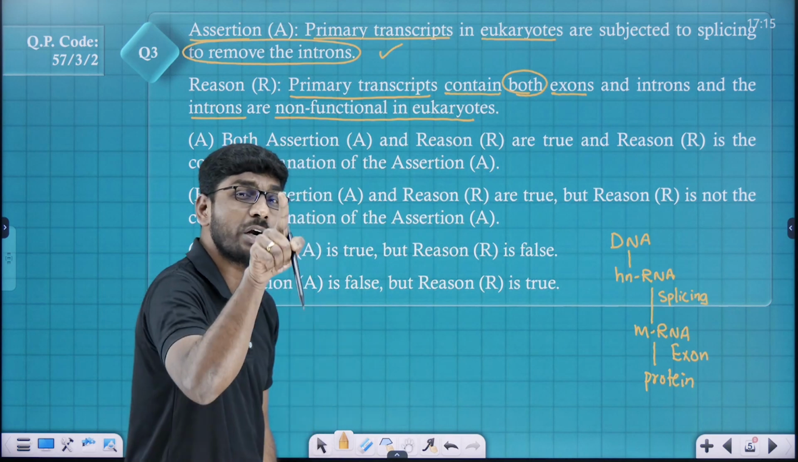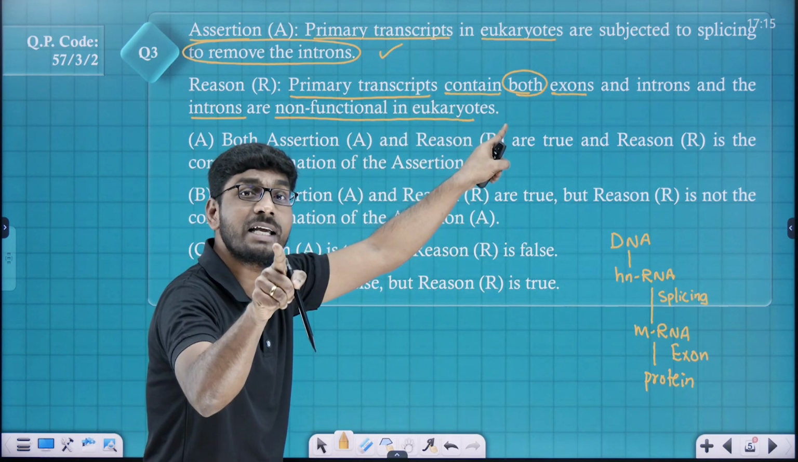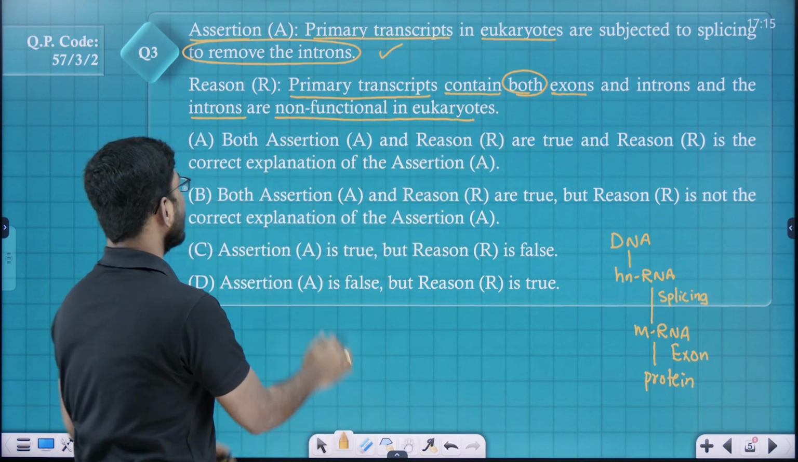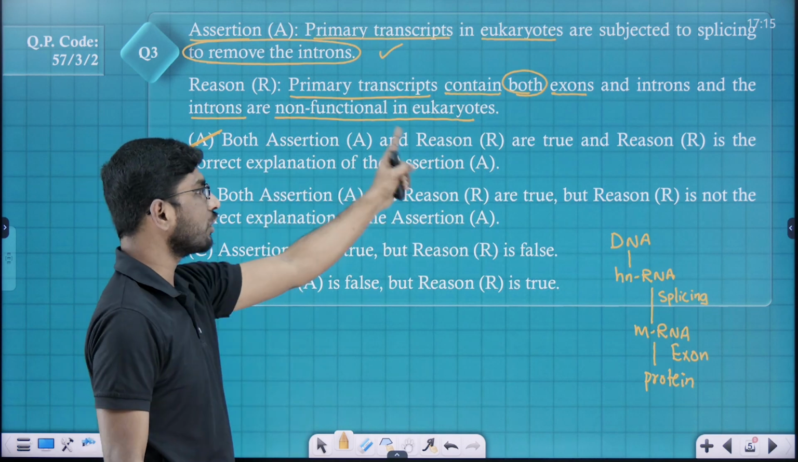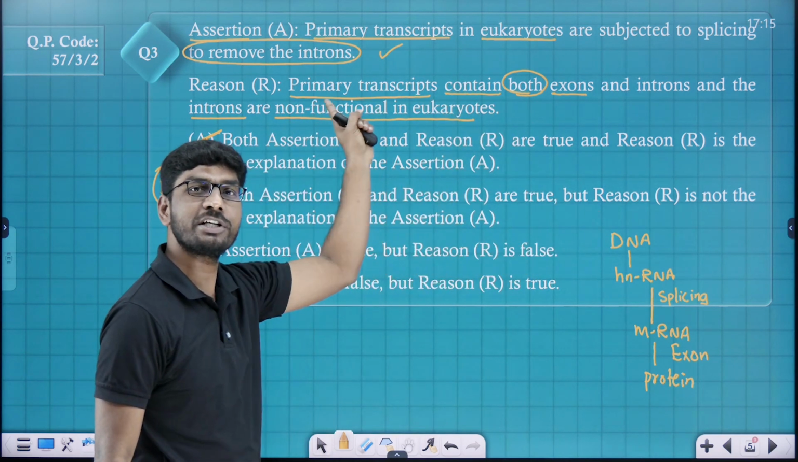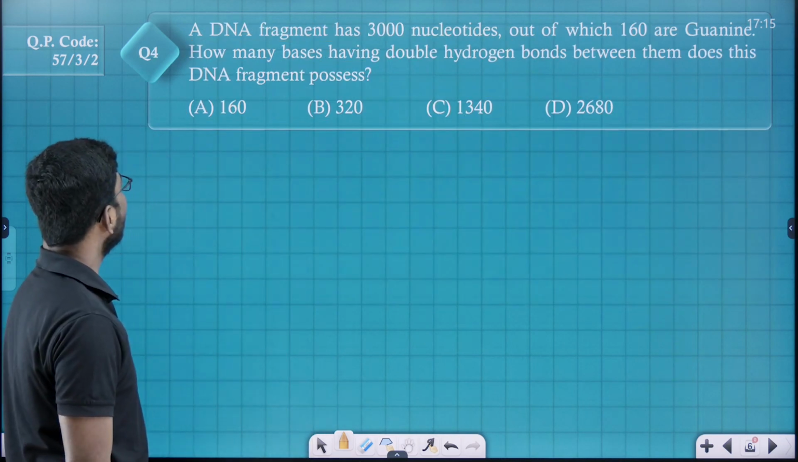Am I clear? So what is the right answer of this question? Both statements are correct and the reason is the correct explanation of the assertion. So I'm going with option A as the right answer. Both are correct and it is a correct explanation for the assertion. Next question.